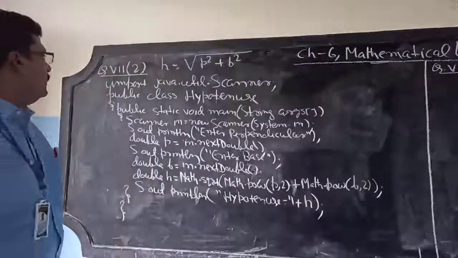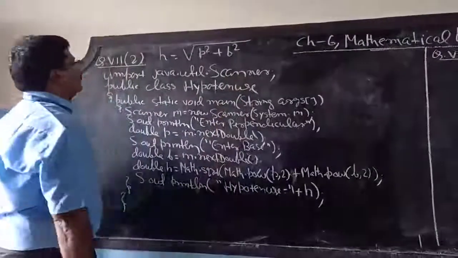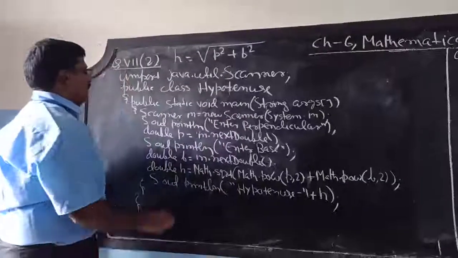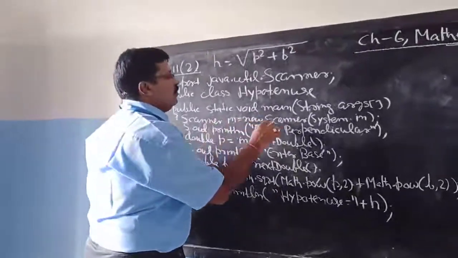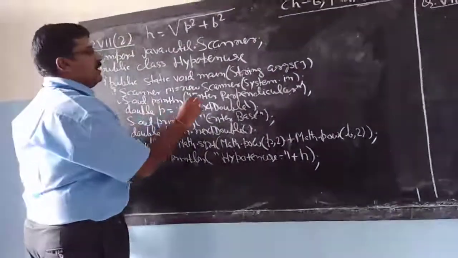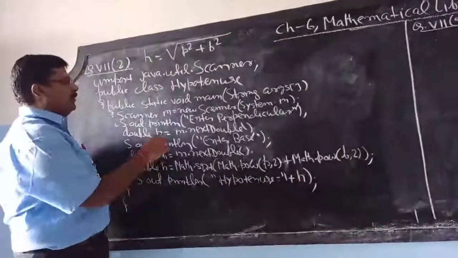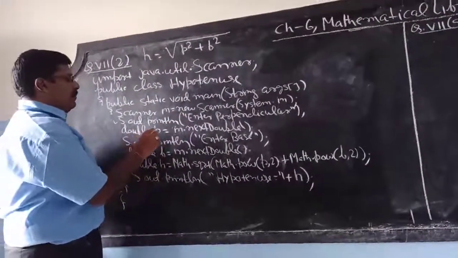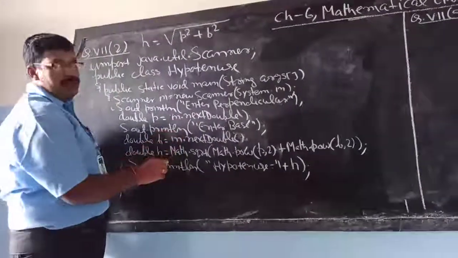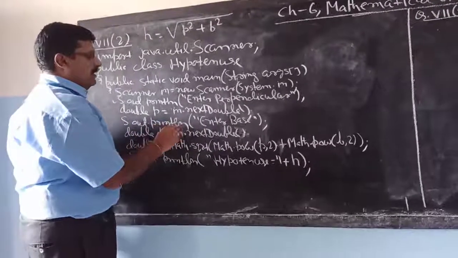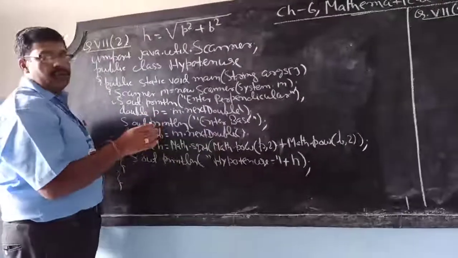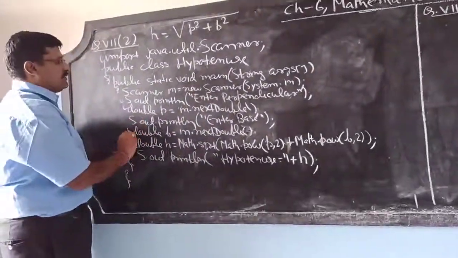Now see the program. Import java.util.Scanner, public class Hypotenuse, public static void main. Create the Scanner: Scanner in equal to new Scanner(System.in). First input the perpendicular: System.out.println("Enter perpendicular"). So what have we input first? Perpendicular: double p equal to in.nextDouble(). Now the base: System.out.println("Enter base"); double b equal to in.nextDouble(). So according to the question, perpendicular and base are input.